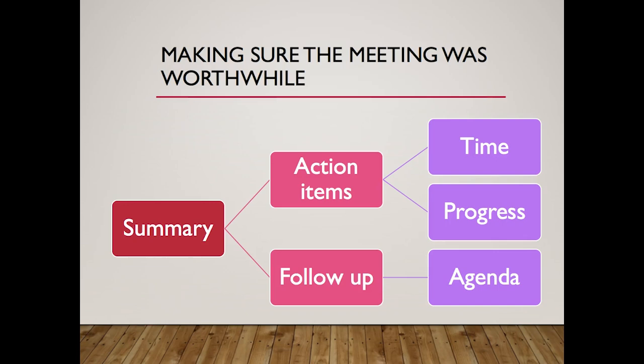Making sure the meeting was worthwhile. After the meeting, send out a summary of the meeting, including action items, to all participants and observers, and anyone else who requires a copy. Action items should be clearly indicated with start and end dates, and progress dates if applicable. If follow-up meetings were scheduled, these should also be communicated.